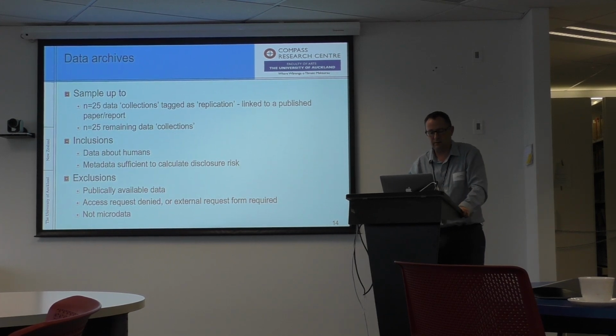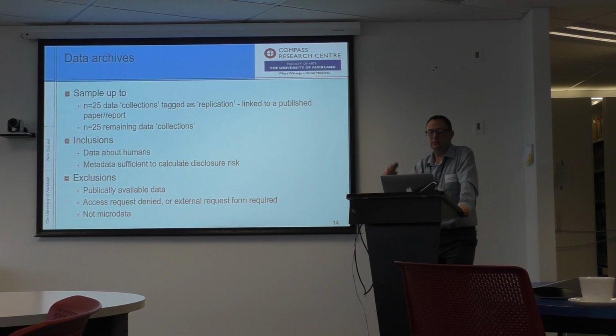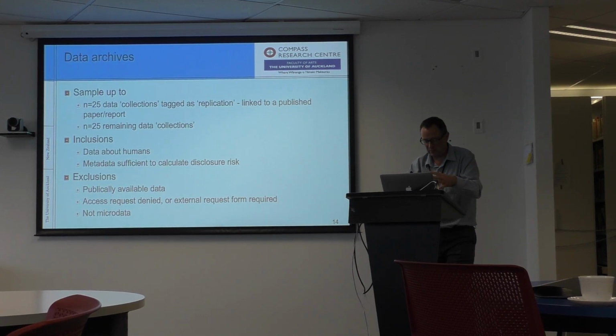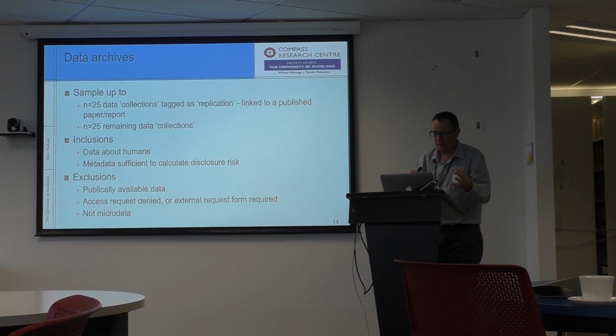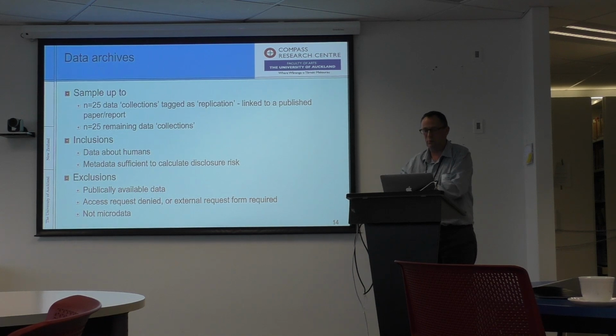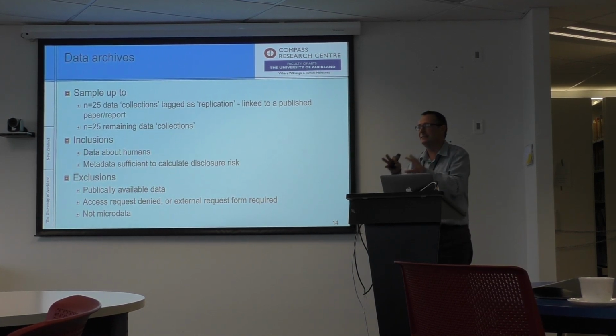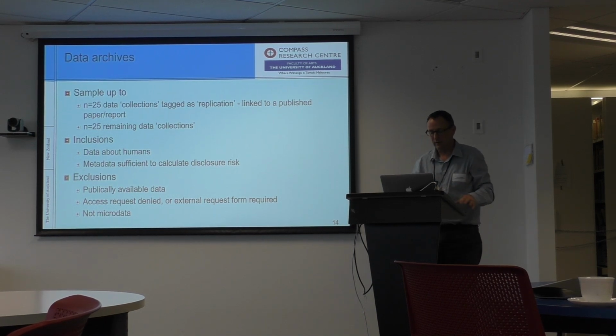the remaining data collections. We only included data about humans, where they've got metadata sufficient to calculate disclosure risk, and the data are publicly available. You may have to go through a step of filling out a form, but if there was a form that wasn't specific to the data archive, where you have to go to the researcher themselves, we decided we weren't going to look at those because we really wanted to focus on the ones that were easy to get. And we excluded ones that turned out not to be microdata.